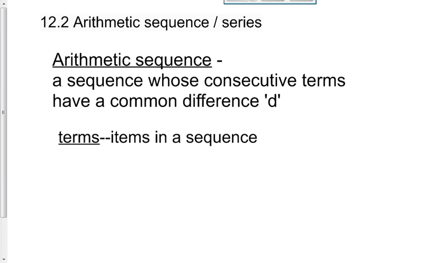First up is the definition for an arithmetic sequence. A sequence whose consecutive terms have a common difference, and that common difference is labeled with the letter D. Terms would be any item in a sequence.